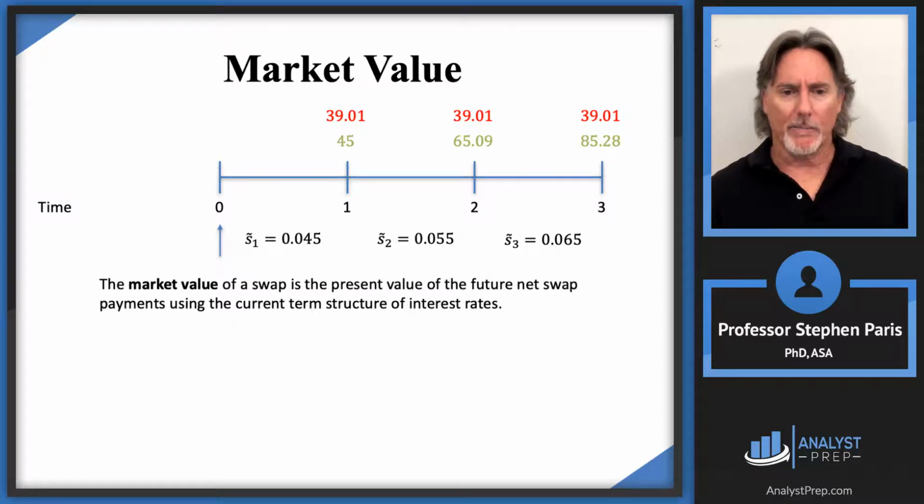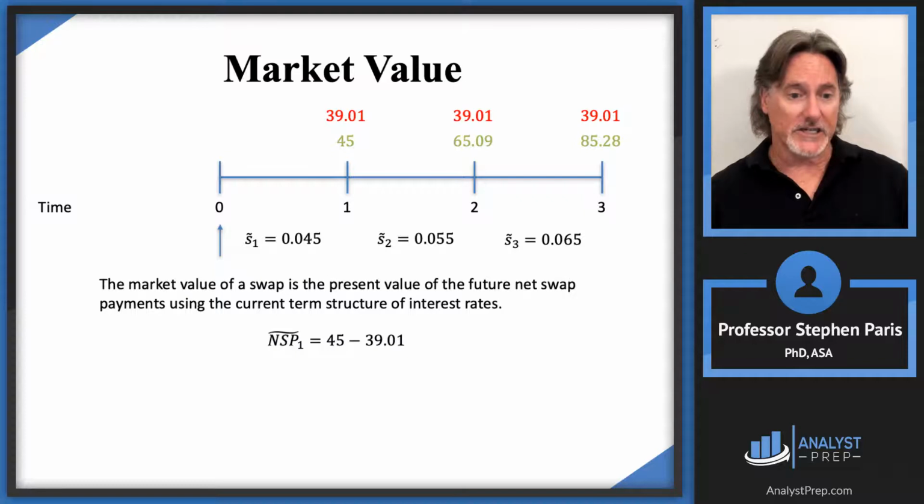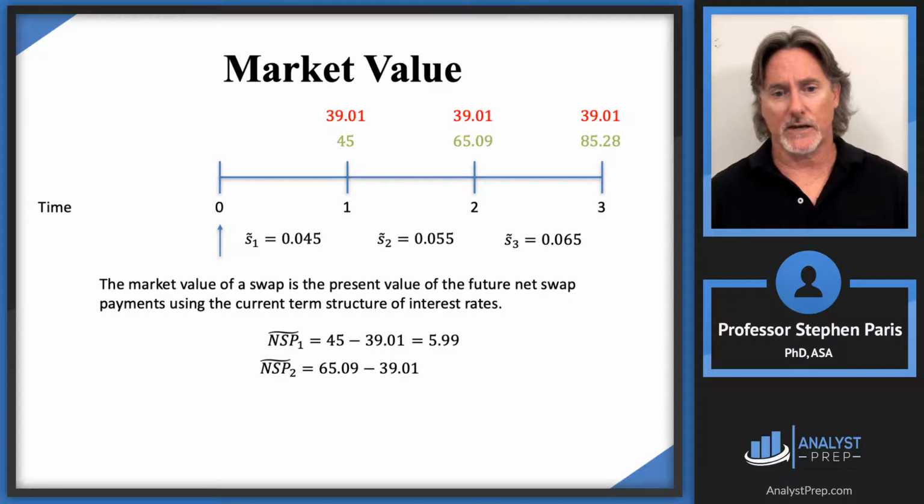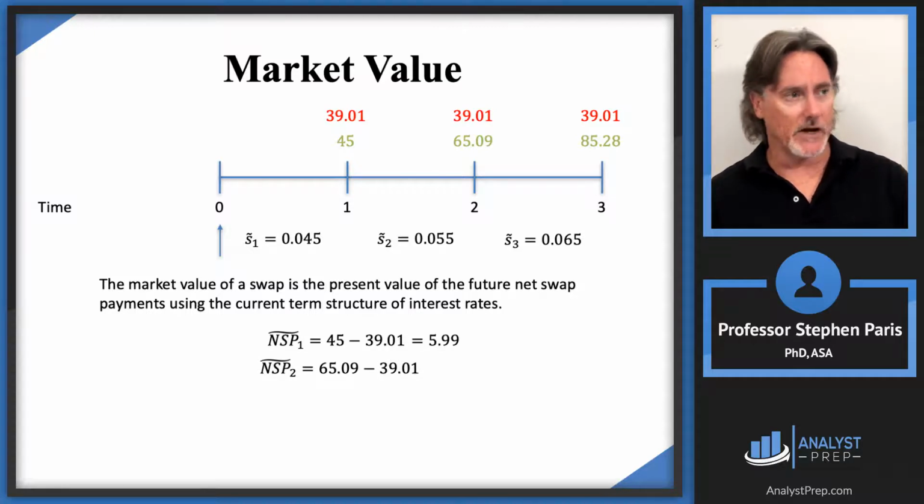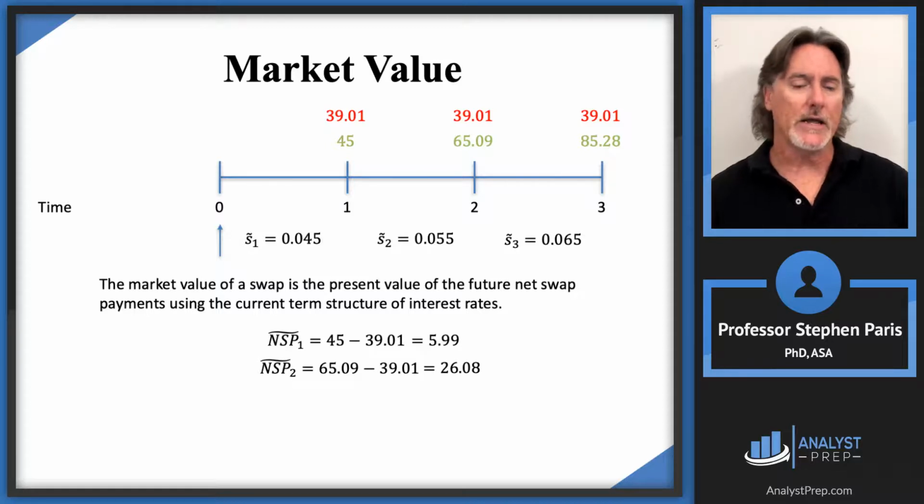At time 1, Beth is going to receive 45 and pay 39.01. So her new net swap payment, and I'll put a tilde over it to represent the new net swap payment at time 1, is the difference between those values, or $5.99. Likewise, the new net swap payment at time 2 would be: she's going to receive $65.09 and then pay $39.01, so that difference is $26.08.